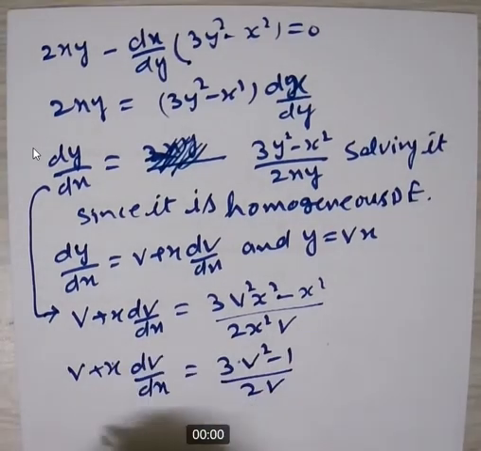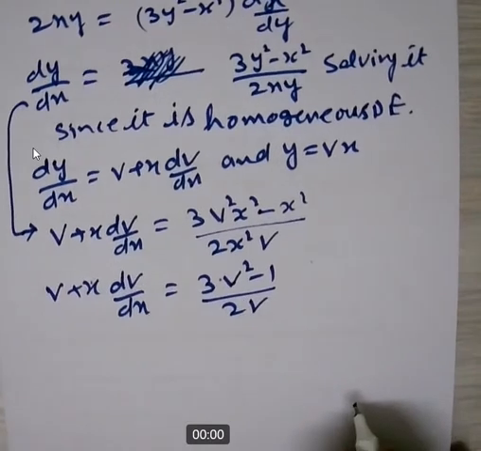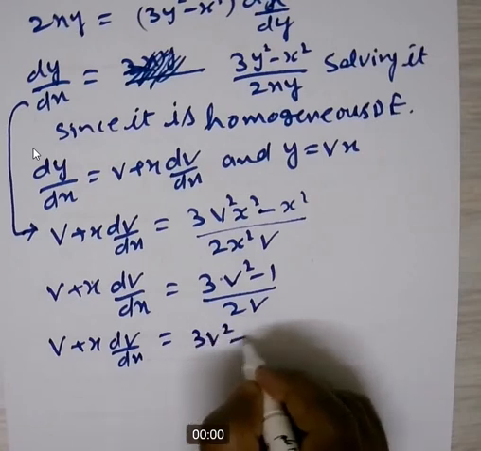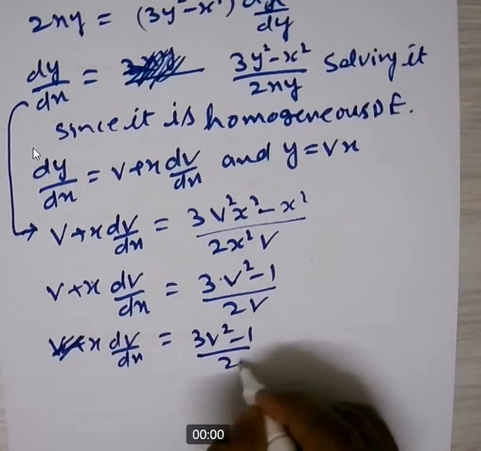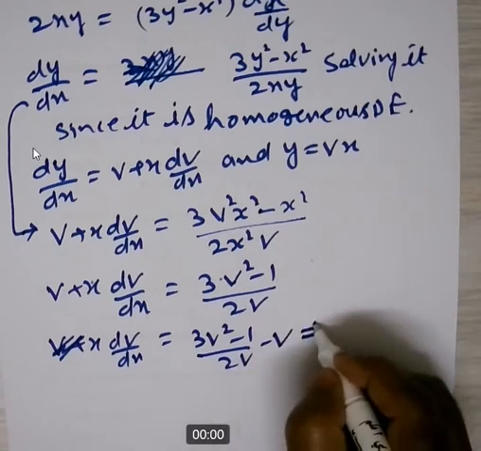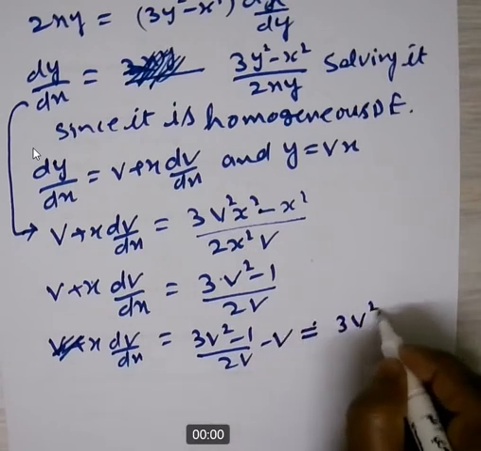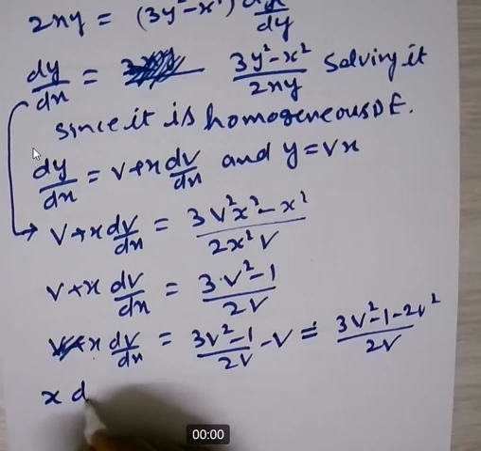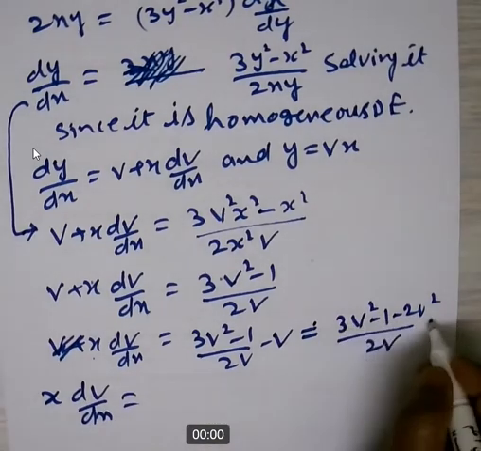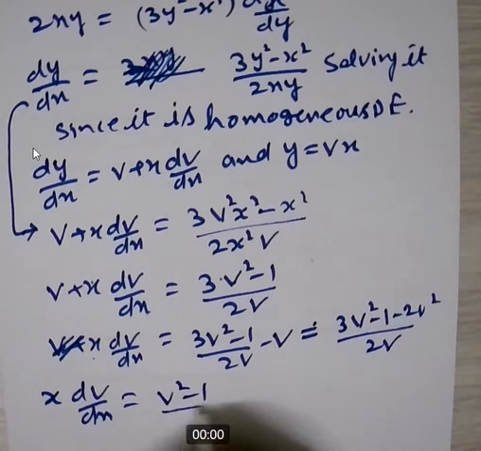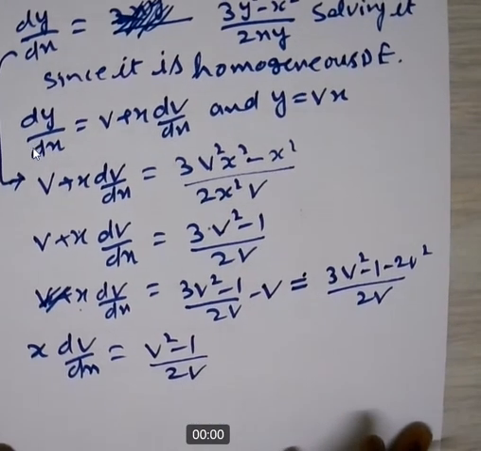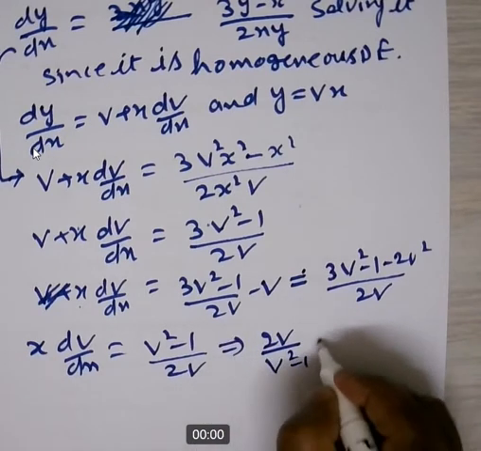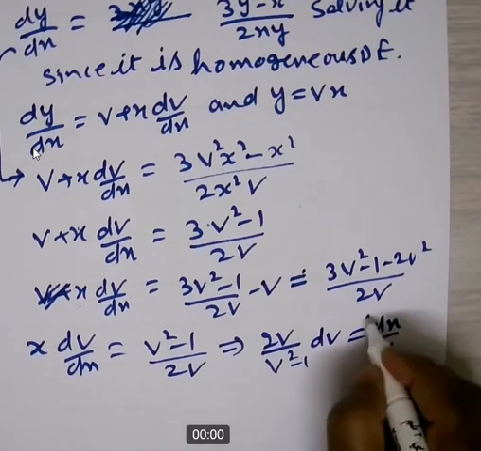Now replace this one here, we get v plus x dv dx is equal to 3v square minus 1 divided by 2v, minus v, means it becomes 3v square minus 1 minus 2v square divided by 2v, or x dv dx is equal to 3v square minus 2v square means v square minus 1 divided by 2v. So now when I try to solve it, we can apply variable separable method. 2v divided by v square minus 1 dv equal to dx divided by x.